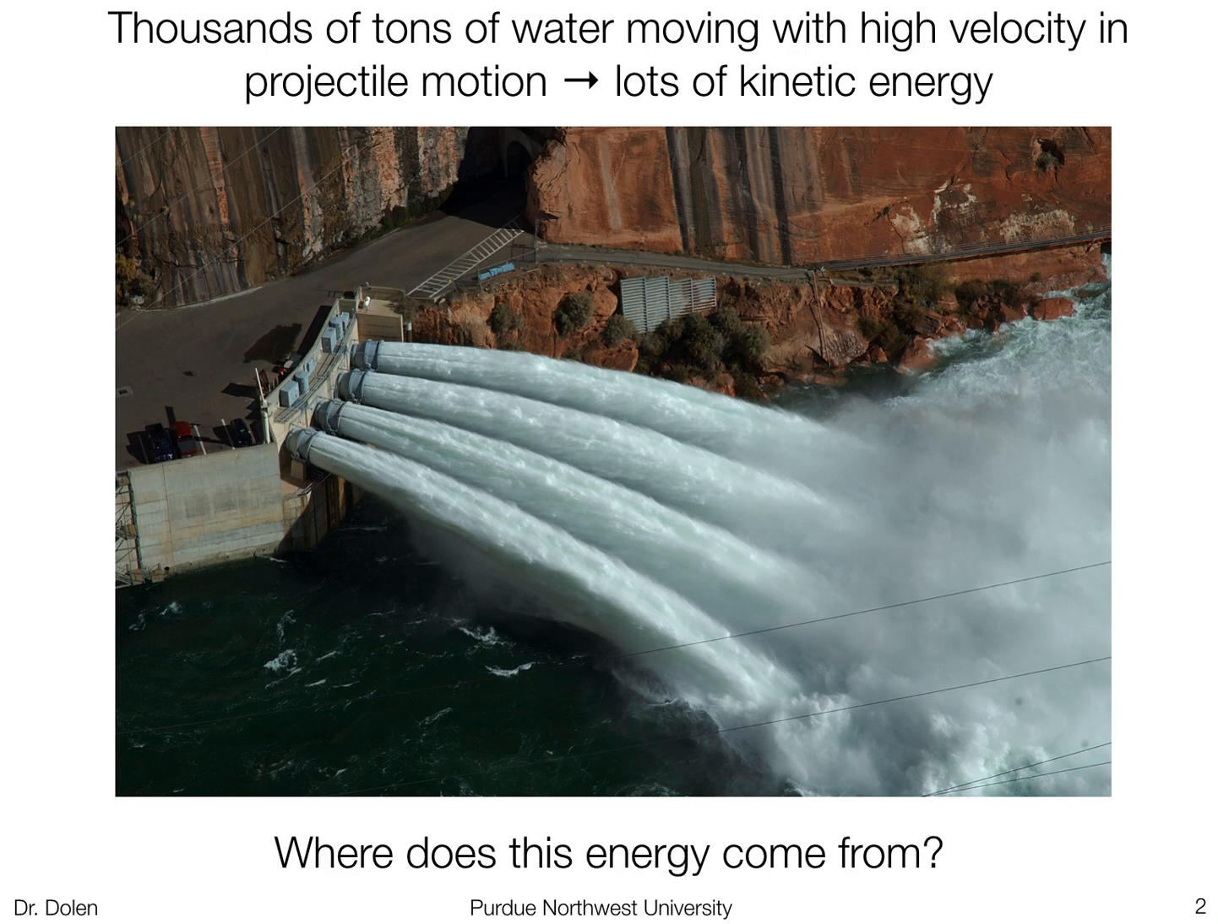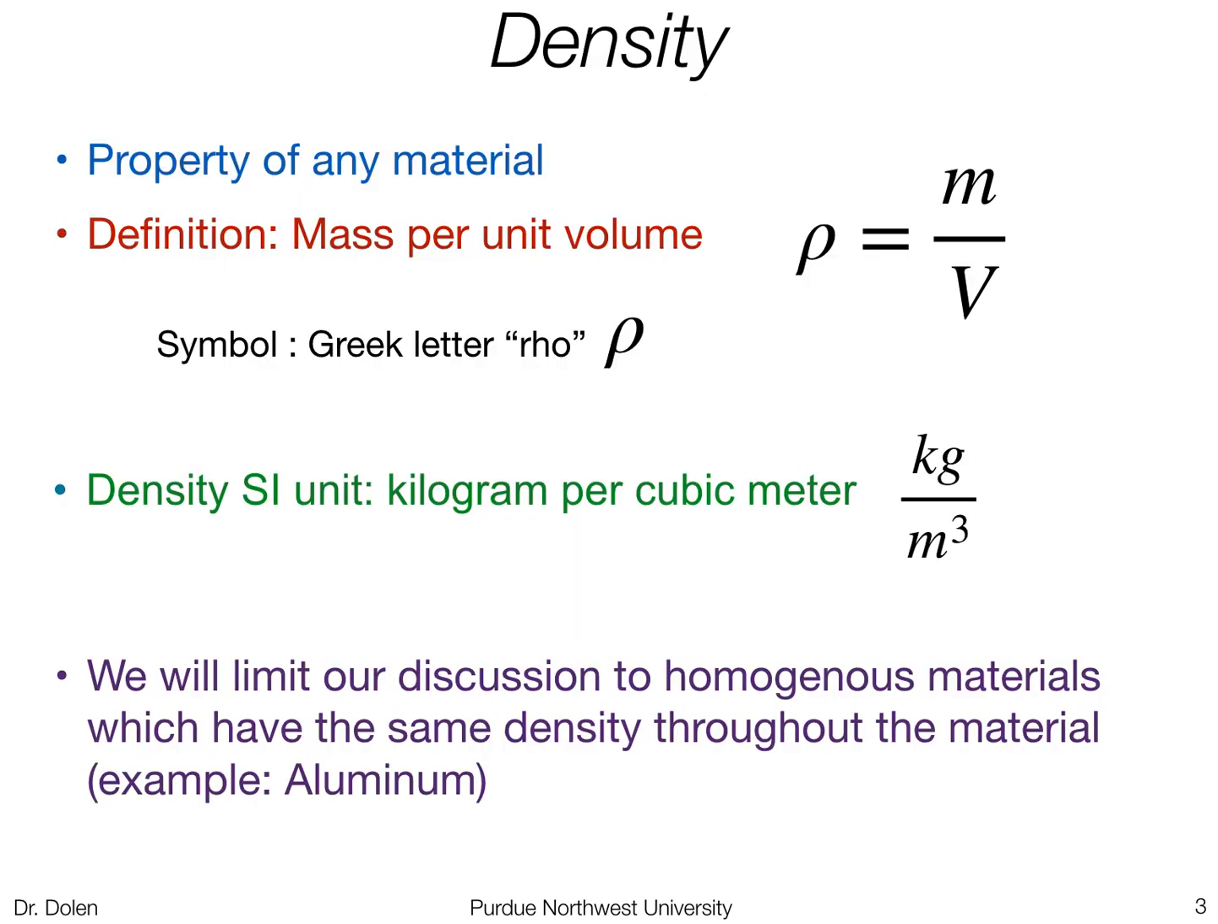Where does that energy come from? Okay, the water on this other side of the dam is not moving, right? It's just water under high pressure. Coming out of the spout, we have a lot of kinetic energy. So where is that energy coming from? So we're going to try to understand that in this chapter. Before we do so, let's just make a few definitions.